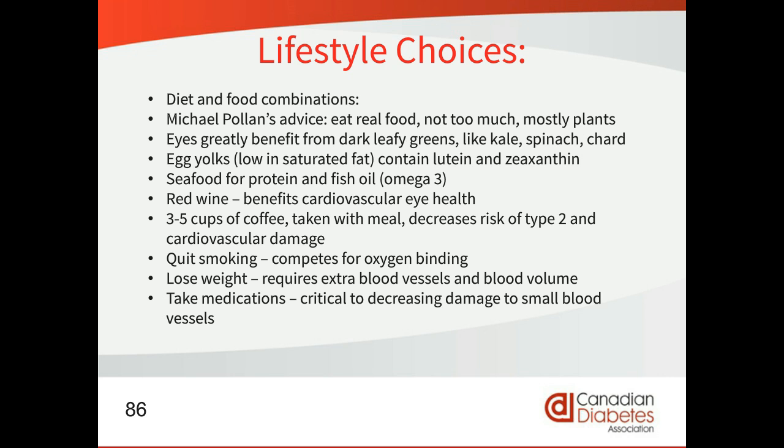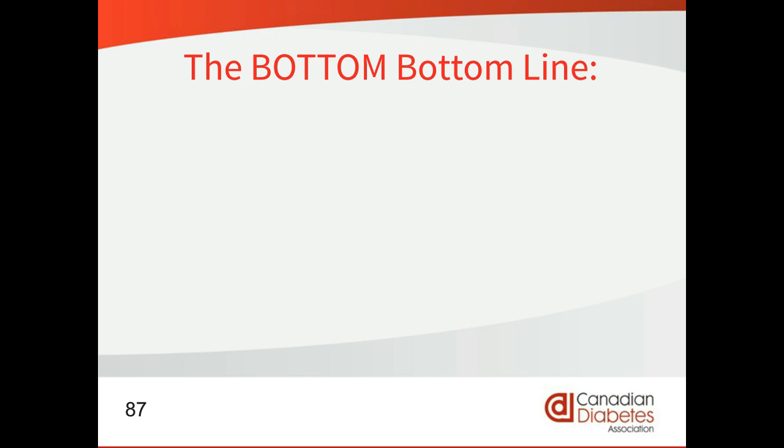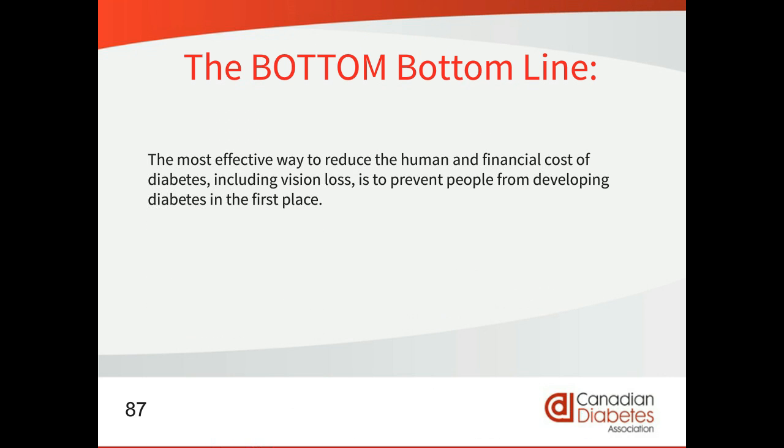So the bottom line I want you to really understand is that the most effective way to reduce the human and financial costs of diabetes, which in my world includes vision loss, is to prevent you folks from getting diabetes in the first place. And the great toolbox is that diabetes is one of those conditions where self-care is a huge component of what we can do to reduce the impact of this condition.